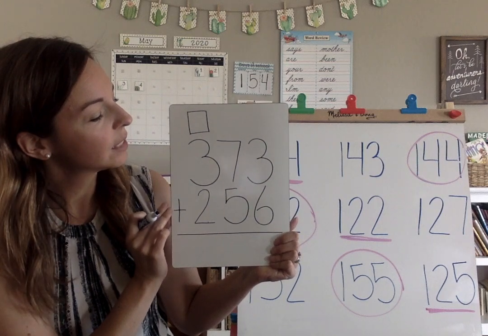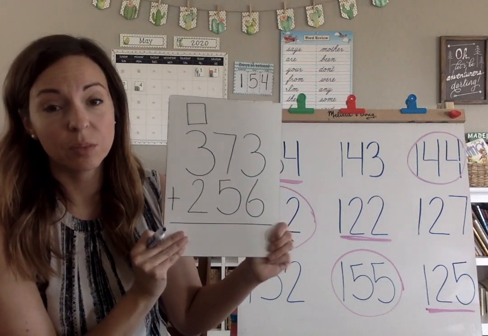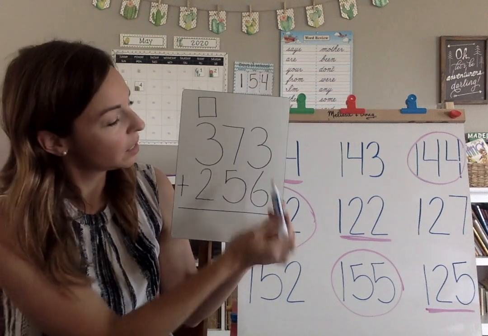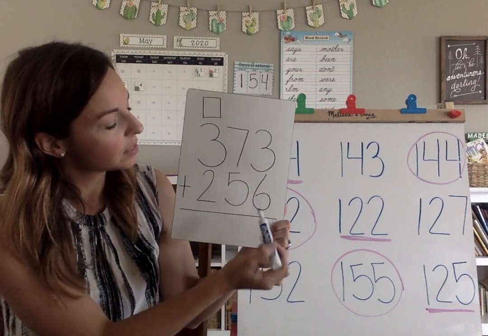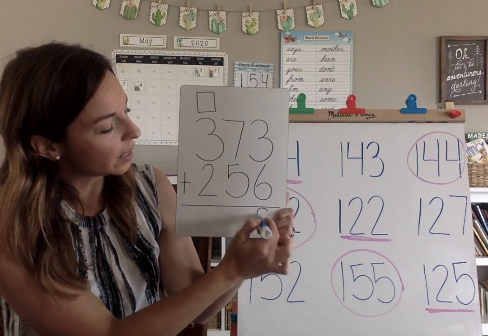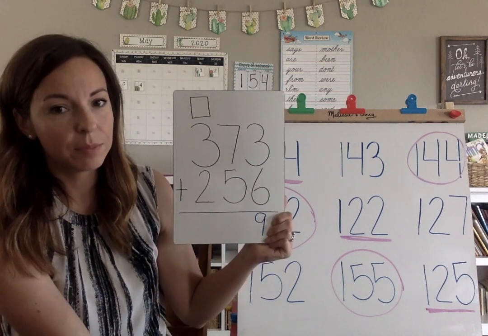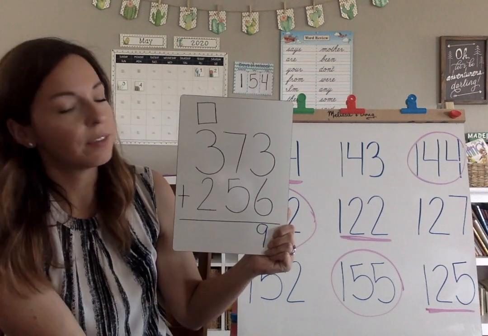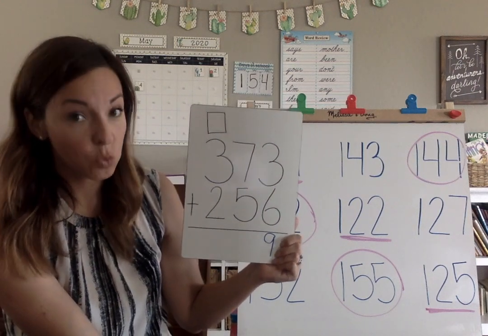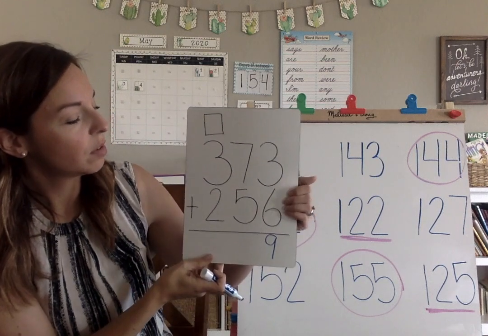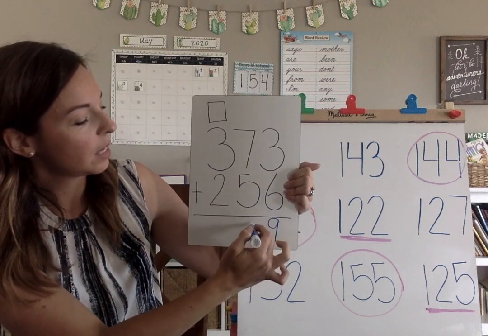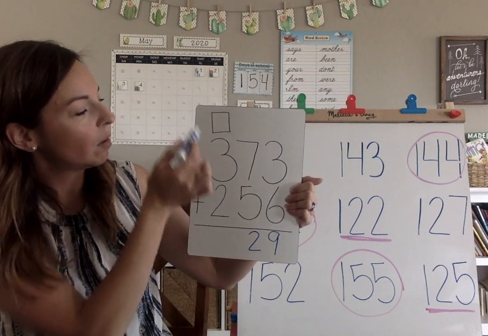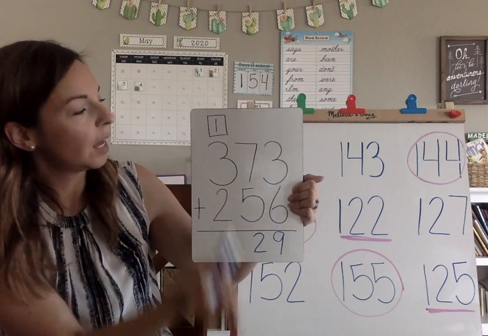All right, let's go ahead and get started. We're going to go through this one together. As always, we start in the ones place. 3 plus 6 is 9, so we can put that 9 there. 7 plus 5 equals what? 12, right? So we can keep the 2 here, but the 1 has to go over into the hundreds place.